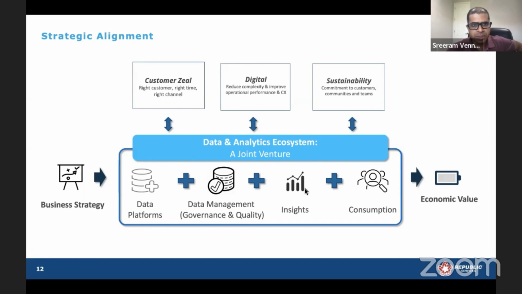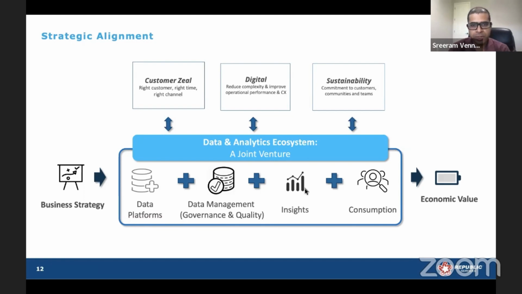Republic leadership identified three key fundamental areas where we would like to excel. First one is customer zero digital, digitization of the organization, and sustainability. So as a data team or a data platform, we need to align everything that we work on towards these three key initiatives. And any data product that we develop should be directly aligned to these three key business objectives.